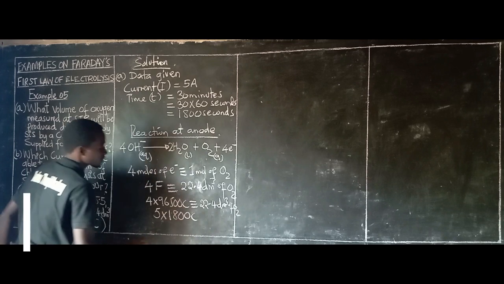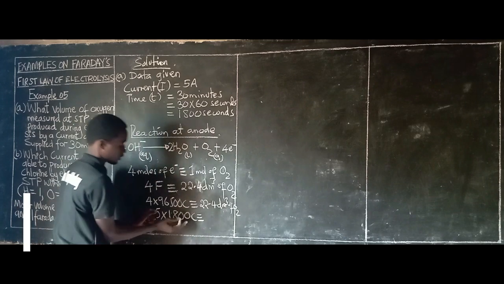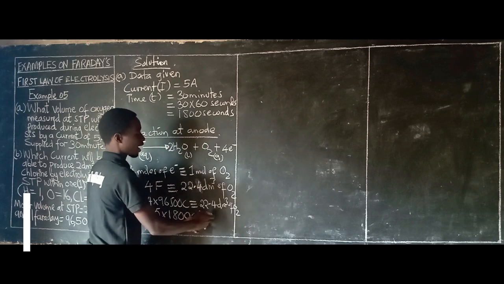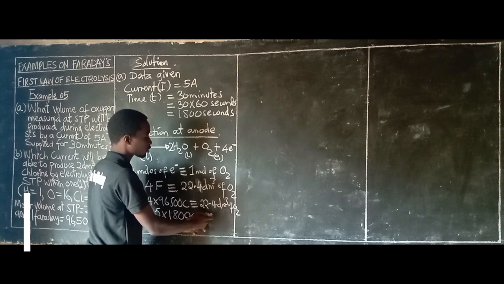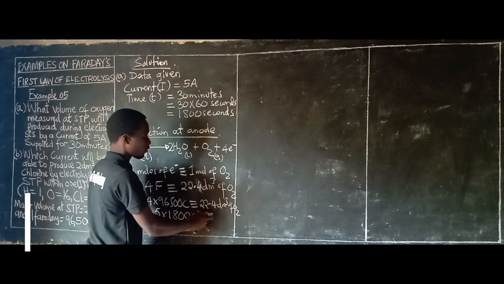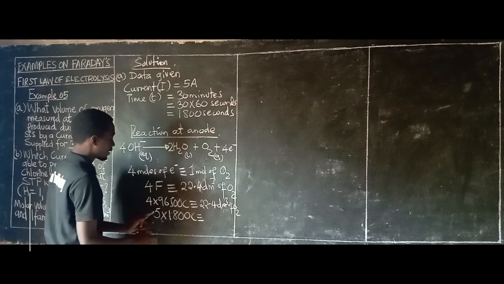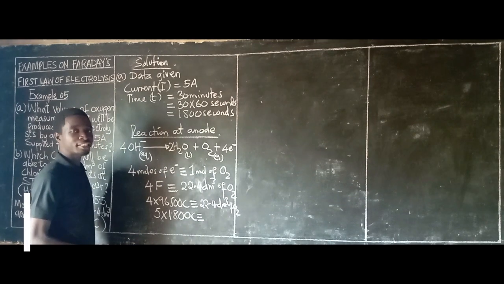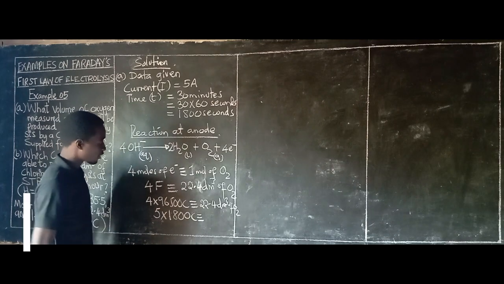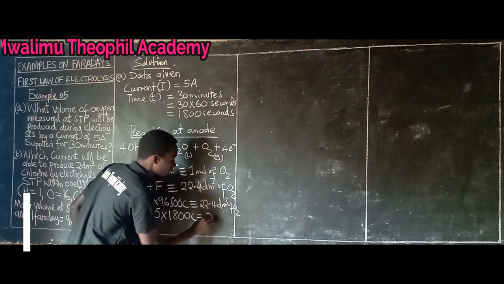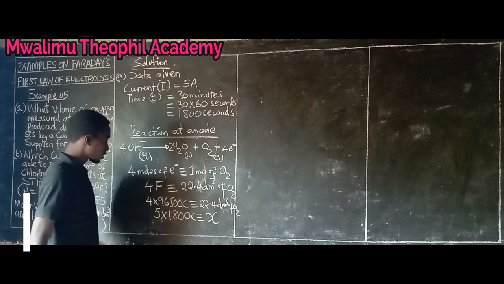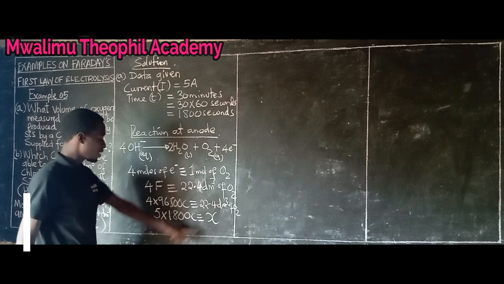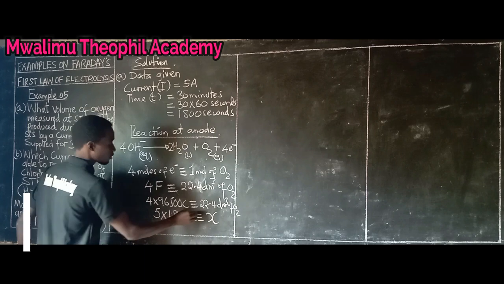800 coulombs. These are equivalent to the expected amount of oxygen to be produced, which is in terms of volume, and it is what we are solving for. So we are looking for the volume of oxygen gas at STP which will be produced when we apply the current of 5 ampere in 30 minutes. Let us say the volume is X. Now, to get it, let us cross multiply.